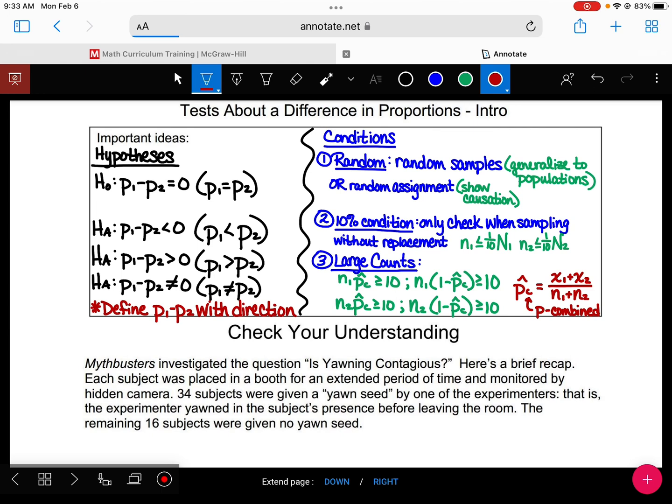We have our three conditions that we have to check. We either need random samples so that we can generalize to our population, or we have to have random assignment if we're trying to show cause. 10% condition, we only have to check this when we are sampling without replacement. So if we're looking at random samples, we have to check the 10% condition. If we're looking at an experiment with random assignment, we do not have to check the 10% condition.